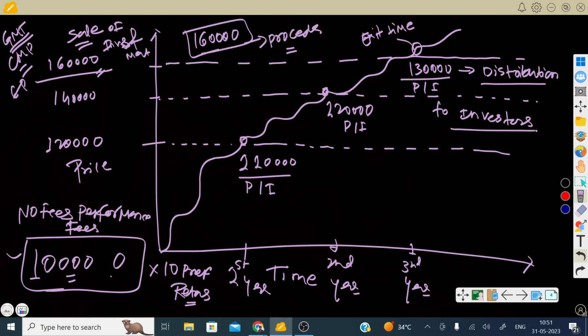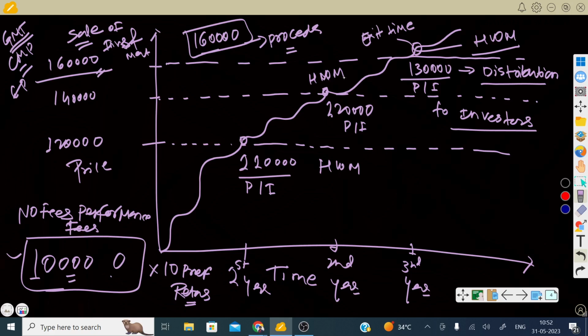You have two values, 1 lakh 60 and 1 lakh 30. The 1 lakh 30 you first need to return to the investors, because this is the high watermark in private equity. First high watermark, second high watermark. High watermark means principal and interest payment. If the fund generates returns more than this, only then would the private equity fund be able to offer the incentive or catch up.